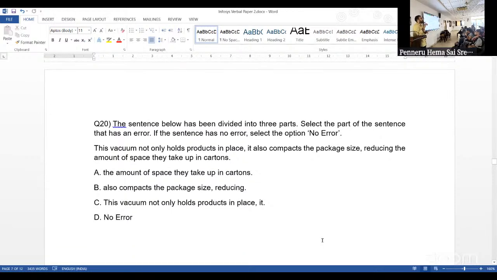Again I am repeating, approach the question in a grammatical sense. Don't stick to the meaning of the sentence. This is your biggest learning. If you are sticking to the sense of the meaning of the question, you will not find the answer.